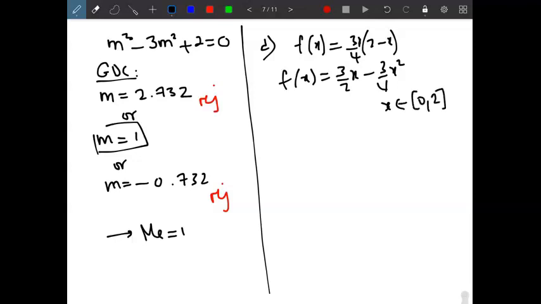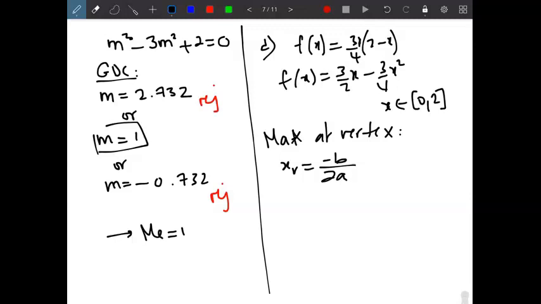Okay, so for the maximum: f is a quadratic function, so the graph of f is a parabola, and the maximum is at the vertex of the parabola. And we know that the vertex can be calculated by considering negative b over 2a, or if it's another type of function, you can simply graph the function in your GDC and evaluate the maximum on the GDC.